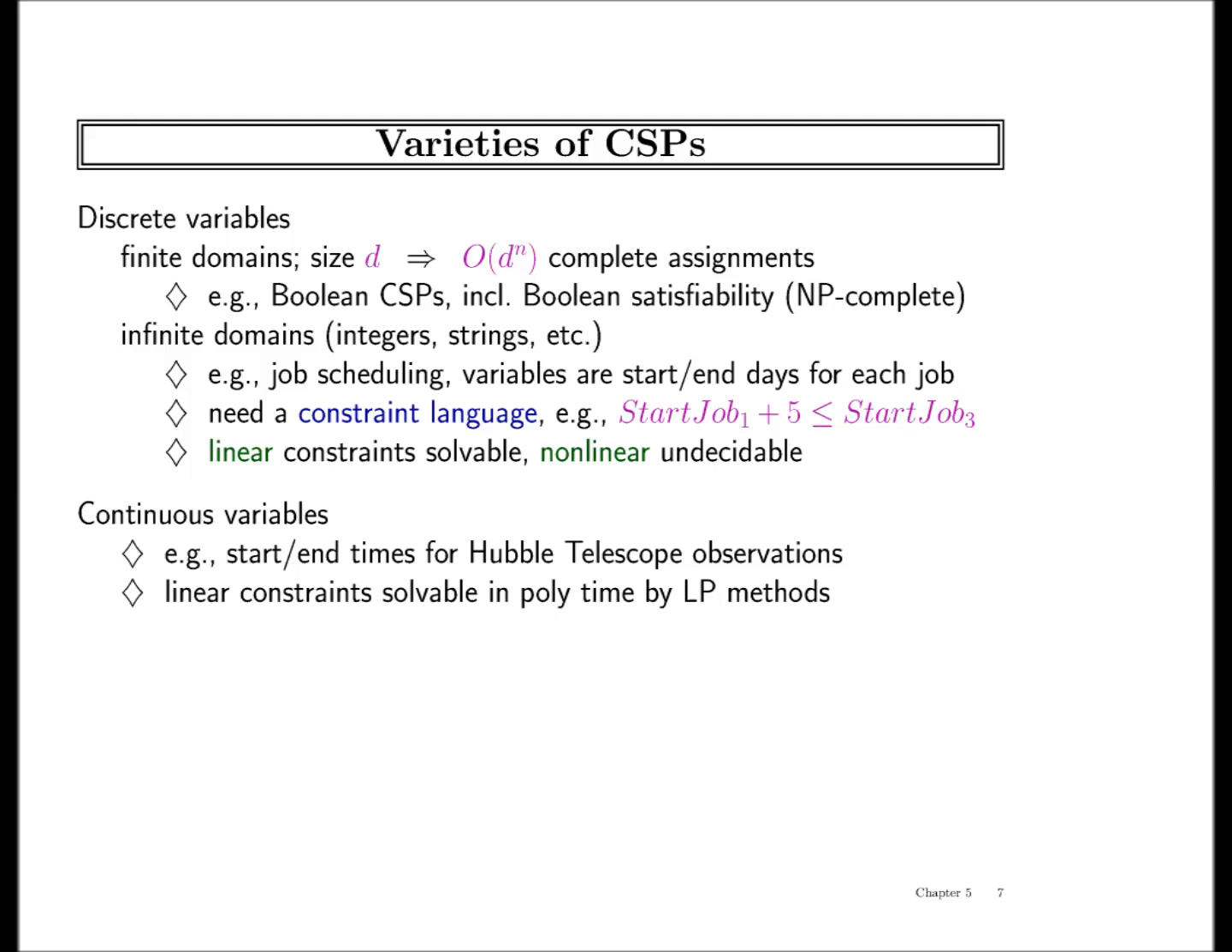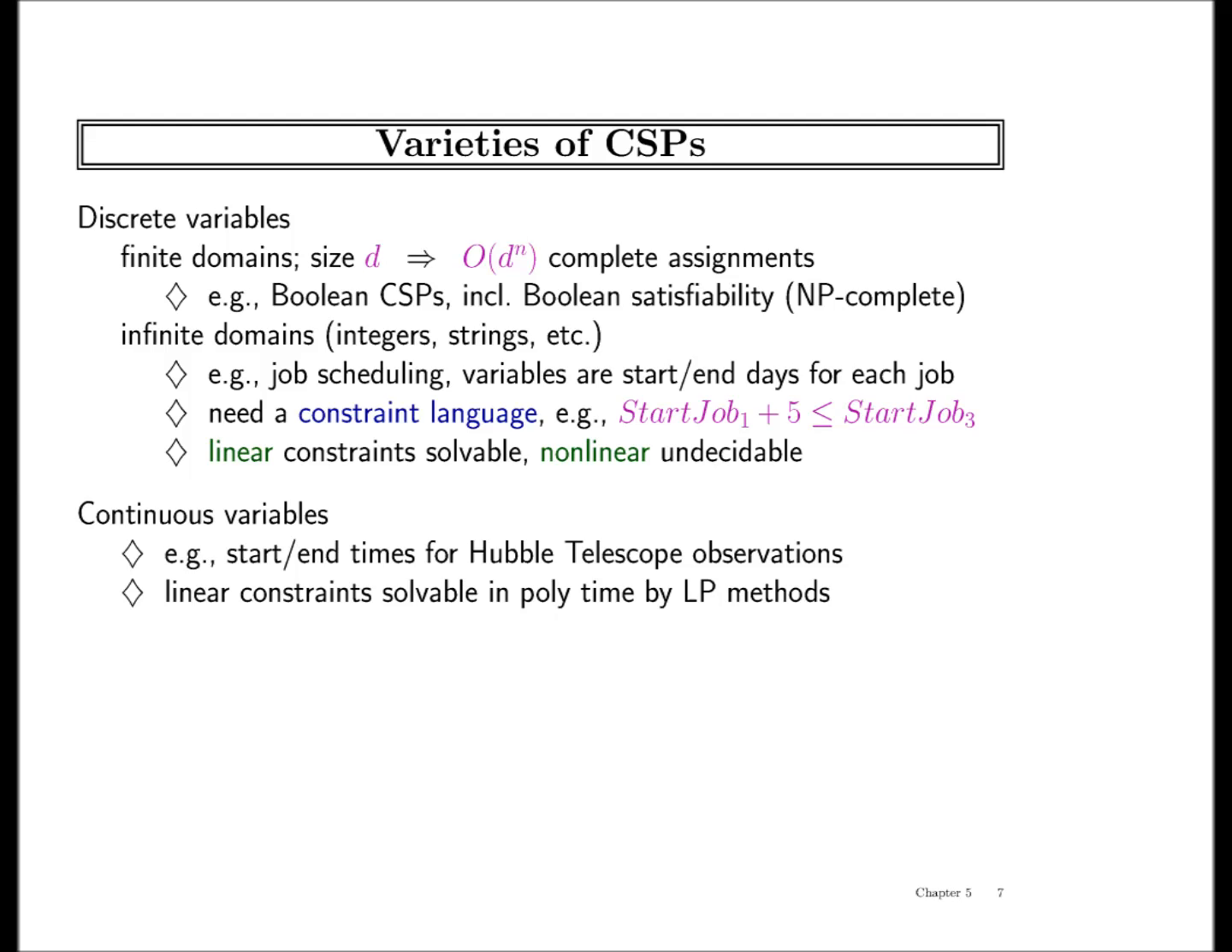Now CSPs come in a variety of forms. One is a discrete CSP with finite domains. So discrete CSP with finite domains is what we have defined. Satisfiability is another example of that. Every variable can only take true or false. We'll talk about satisfiability the whole class next time.